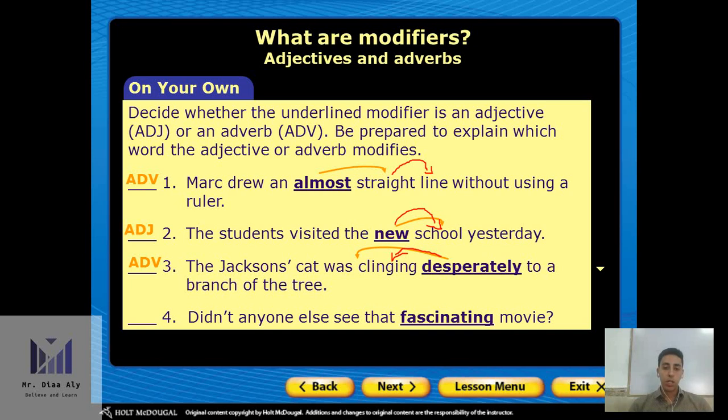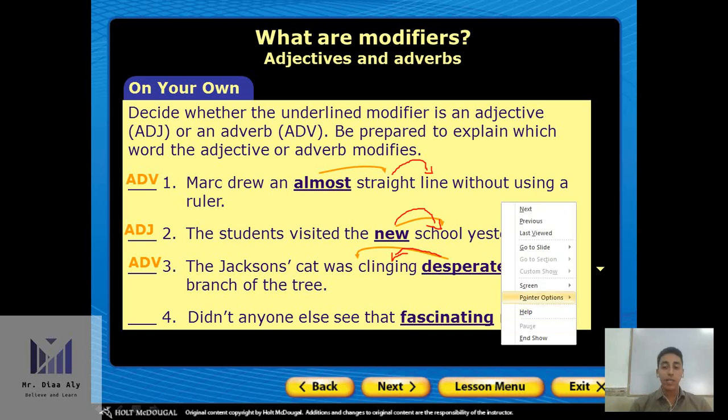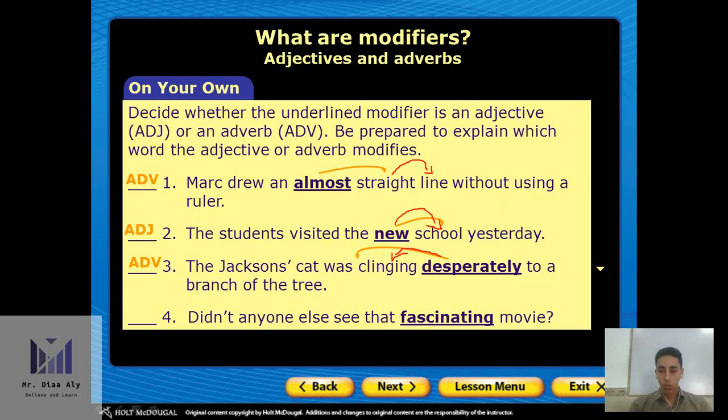Fascinating. Didn't anyone else see that fascinating movie? Fascinating. Which movie, guys? The fascinating, the amazing, the wonderful movie. So yes, it's describing movie. So is it an adverb? No. Yes, you're right, it's an adjective. Well done. An excellent job for all of you today. So you can repeat the video more than 1 time, and we will stop here.